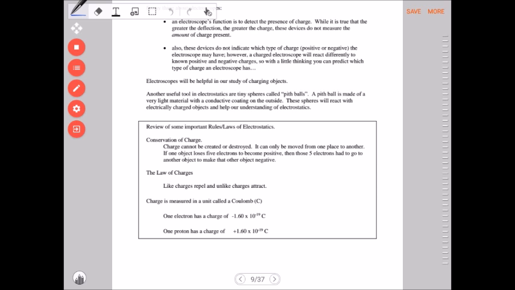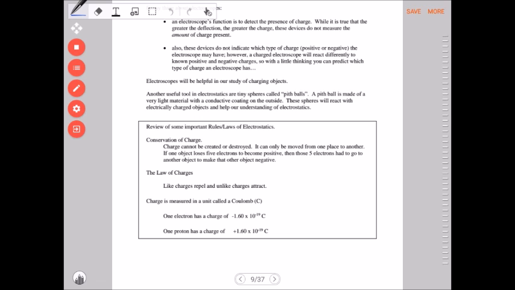So conservation of charge. Remember, charge can't be created or destroyed, it can only be moved from one place to another. If one object loses 5 electrons to become positive, then those 5 electrons had to go somewhere. So they have to go to another object to make that other object negative. Now remember, to become negative, you gain electrons. Now, positive things don't get to move, so to become positive, you have to lose electrons. To become negative, you have to gain electrons. It's never the positive things that come and go.